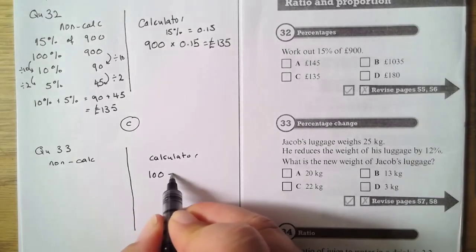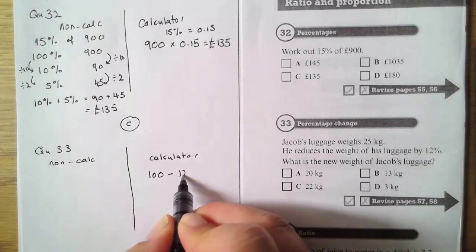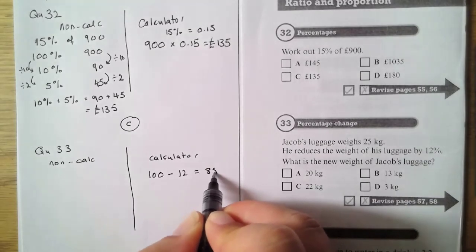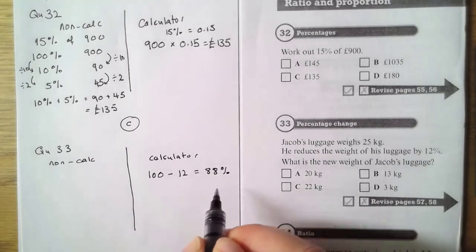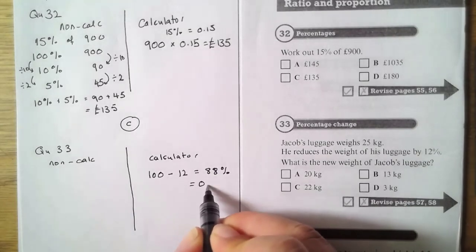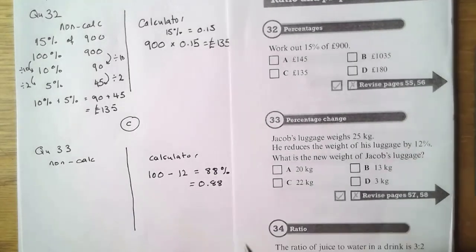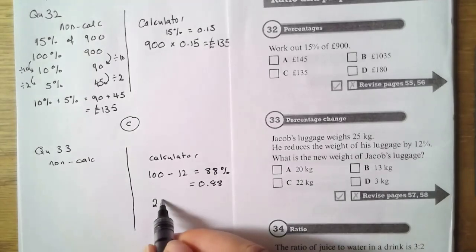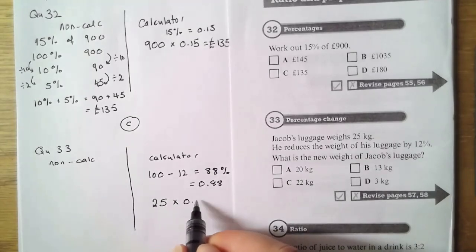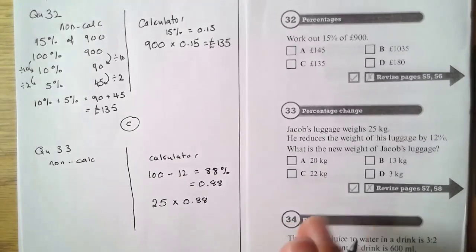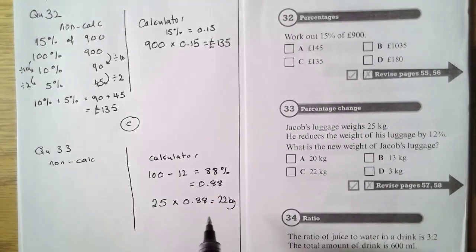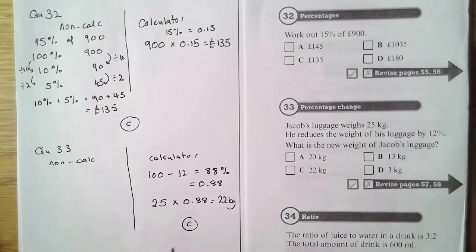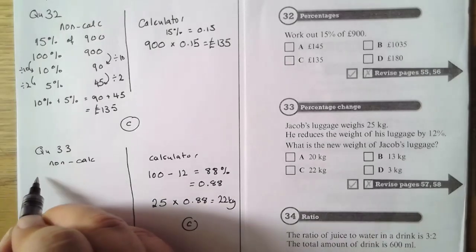If we're doing 100 and we subtract 12, that gives us 88. So we can use the fact we're looking at 88%. 88% is the same as 0.88. And just like we did before, we could take 25 and multiply by 0.88, and that gives us 22 kilograms. And that is C. Another way to do it is to step down.